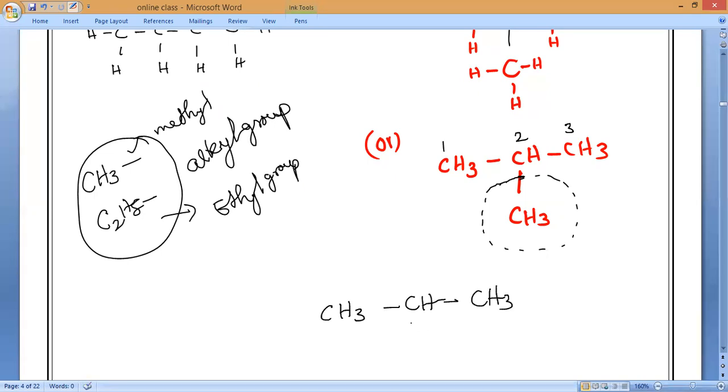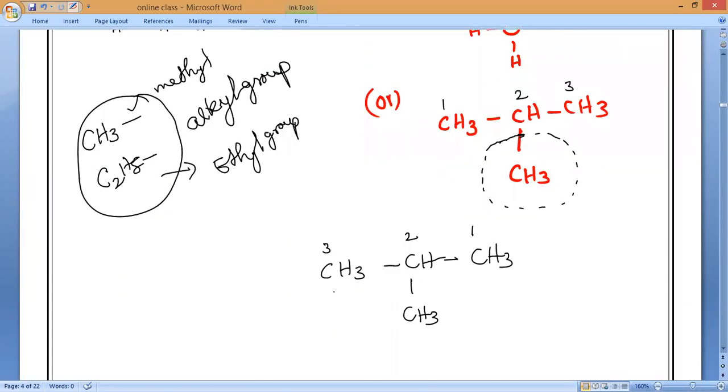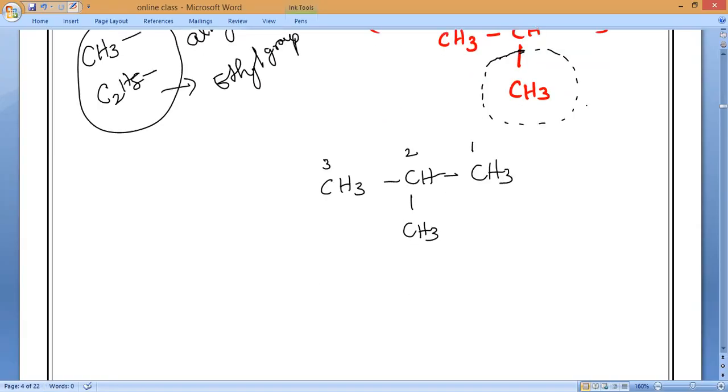So I can choose from this side or this side. Always remember, a branched chain must get the smallest possible number. That is what you have to remember. Now, how to name it? Which carbon is having the branched chain? Second carbon. Yes, second carbon.